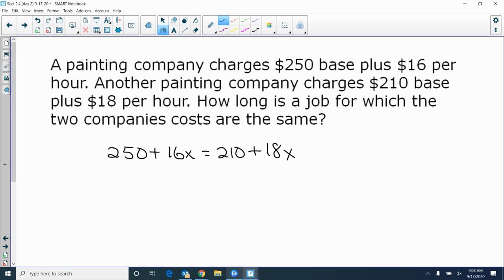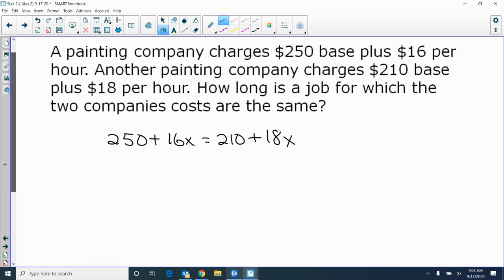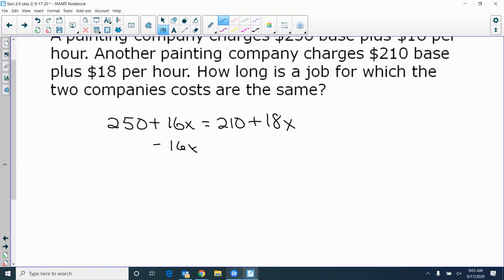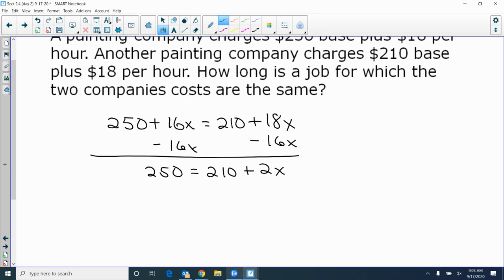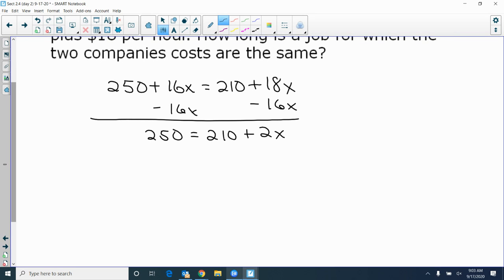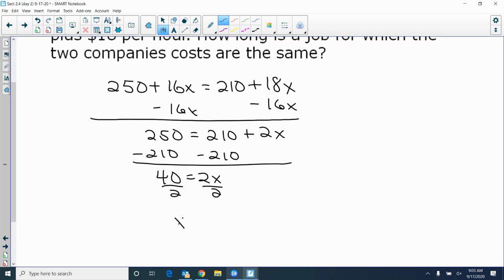Now we solve it. I'm going to move the little guy, which means I'm going to subtract 16x, and I get 250 equals 210 plus 2x. Then you subtract 210 from both sides. And we get 40 equals 2x, divide by 2. And I'm just going to switch the order, x equals 20.